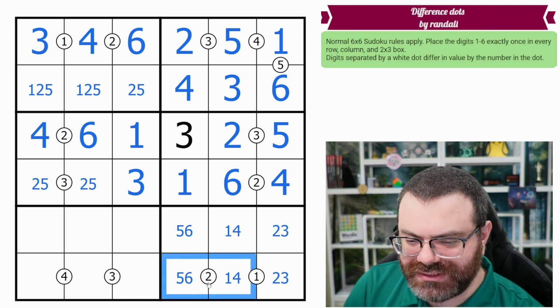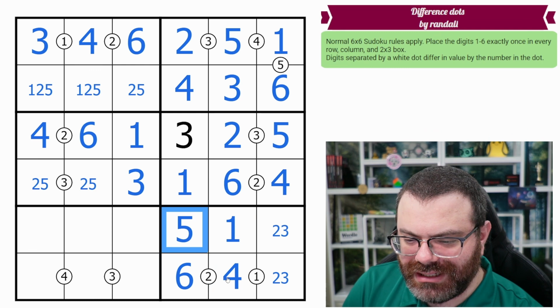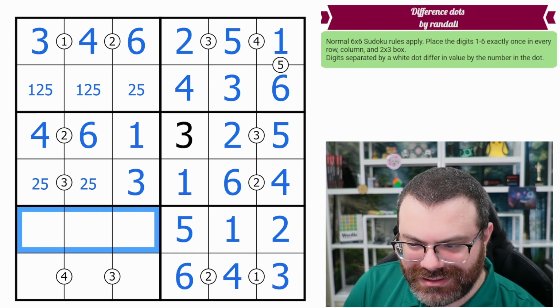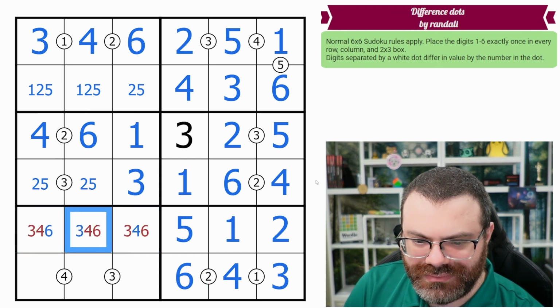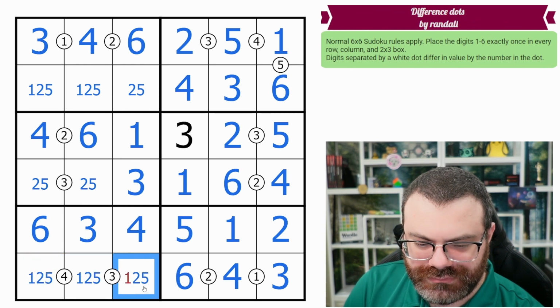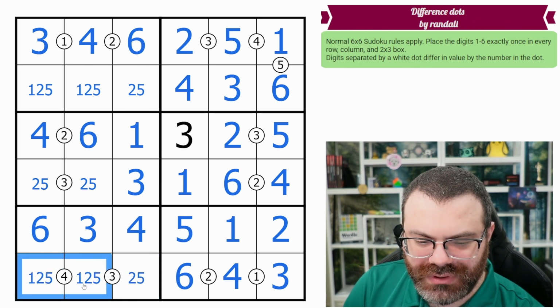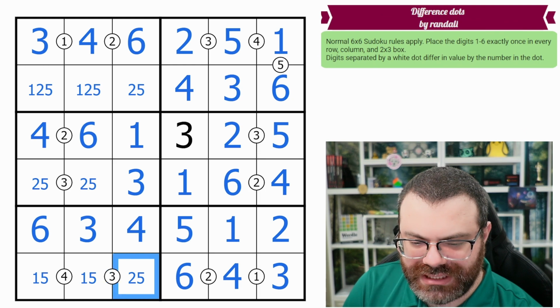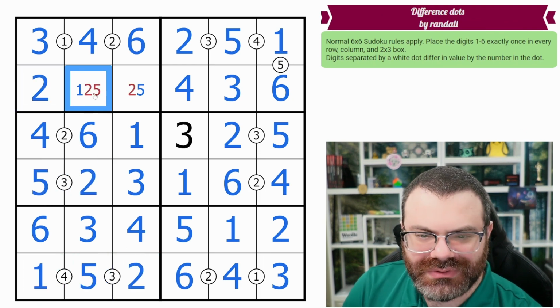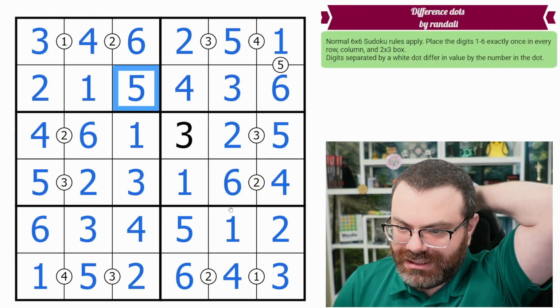Well, the only way this works is 6, 4. The only way we get a difference of 2 is 6, 4. And then 4 with a difference of 1, that's a 3. Another D2, nice. These are 3, 4, 6, so we know what those are. And then these are 1, 2, 5. So difference of 4, this has to be 1, 5. That leaves the 2 here. That makes that a 5 and a 1. 2 and 5, 2, 1, 5, and we're done.